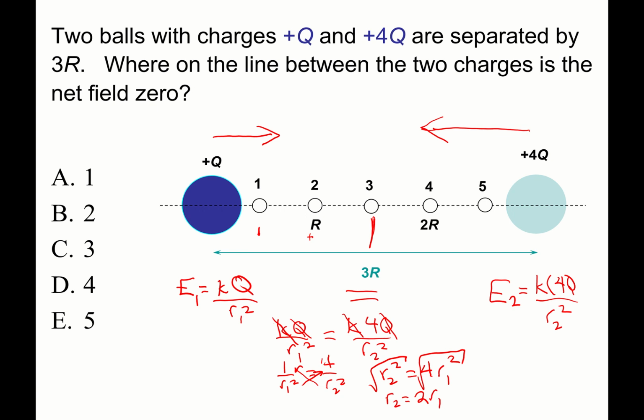So what that tells me is that the distance that I'm away from the big charge has to be twice the distance that I am away from the small charge. And so that's going to be at position 2. At position 2, I'm going to be 2R away from 4Q and R away from 1Q. And again, go through the math if you need to understand this.